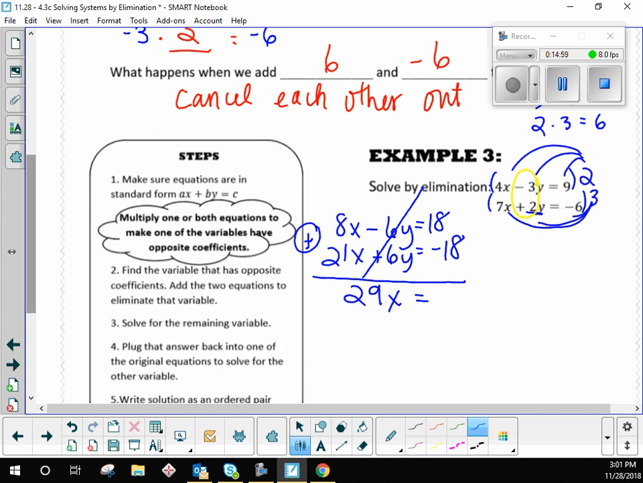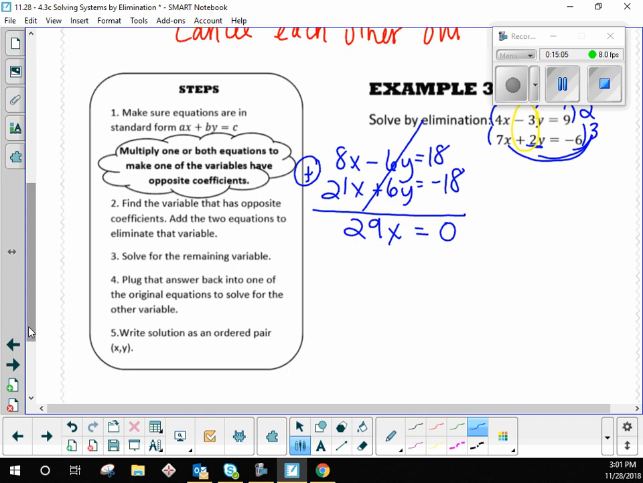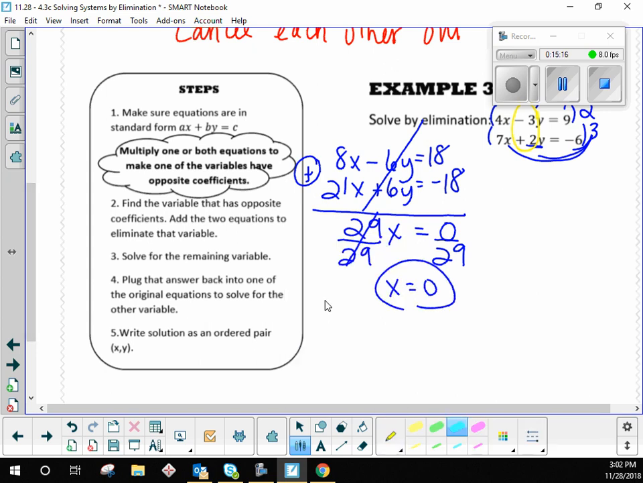And then on the right-hand side, 18 and negative 18 is 0. Again, that's just a coincidence. So then we divide both sides by 29, and we get x equals 0. One thing I want to point out before we go further: the steps right here in the box are all exactly the same as the previous page, just with this one additional thing.